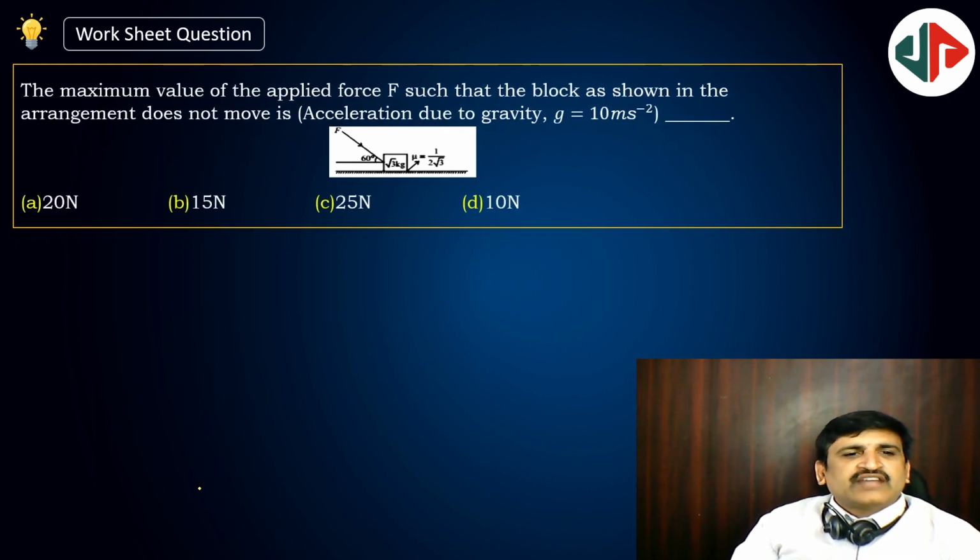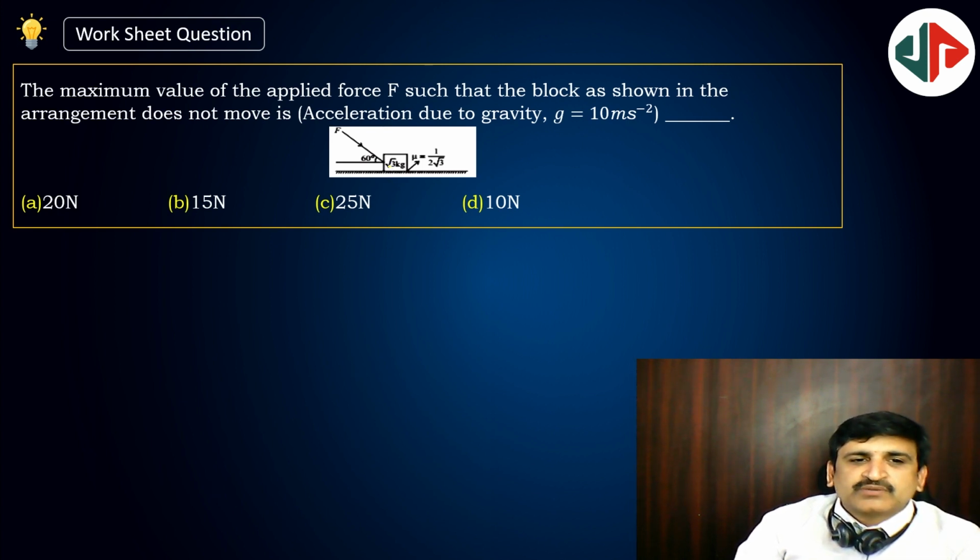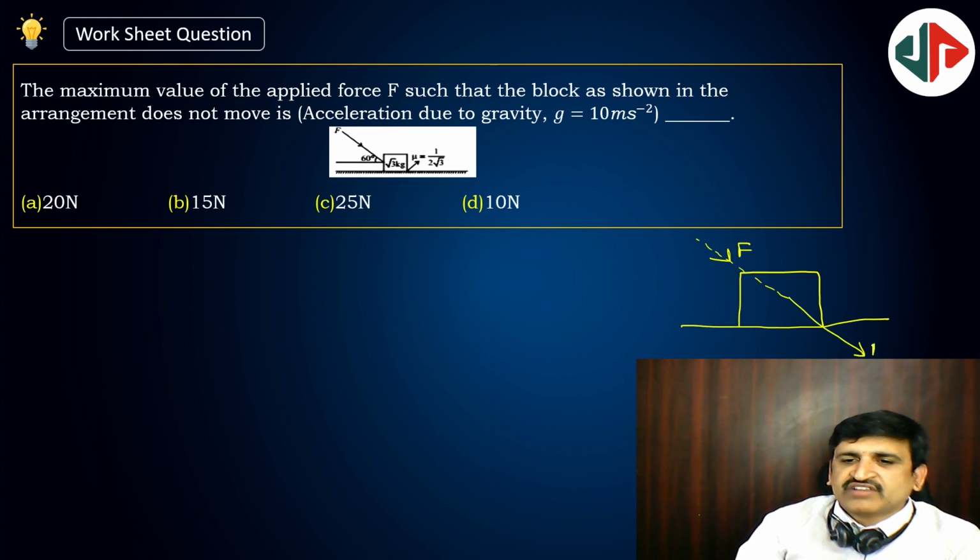Maximum value of the applied force F, such that the block shown in the arrangement does not move. It shouldn't move, so we want the maximum value. If the picture were somewhat bigger, I might have used that only. But here F is applied like this, so I would like to take it extended. This is the F I want to take.